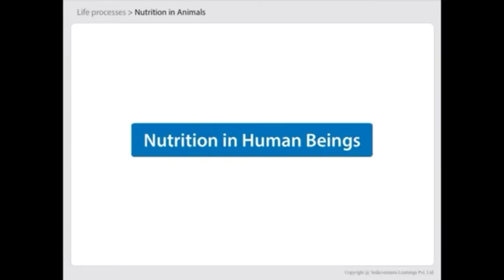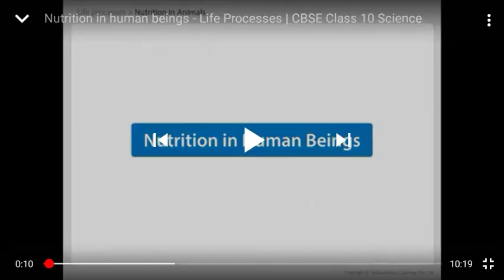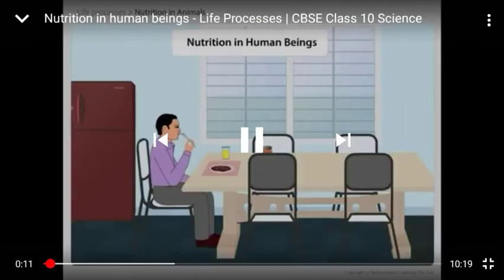In the last session, we saw what life processes are, and what autotrophic and heterotrophic nutrition are. In heterotrophic nutrition, we saw the holozoic mode of nutrition in detail with an example of a unicellular organism called amoeba. And today we are going into the topic nutrition in human beings, which are multicellular organisms.